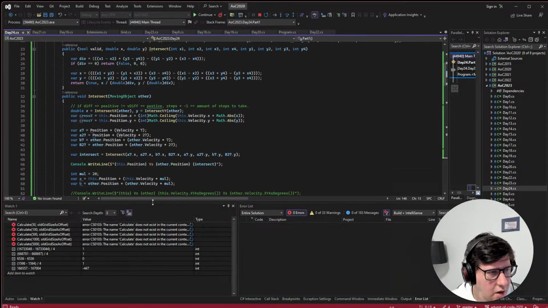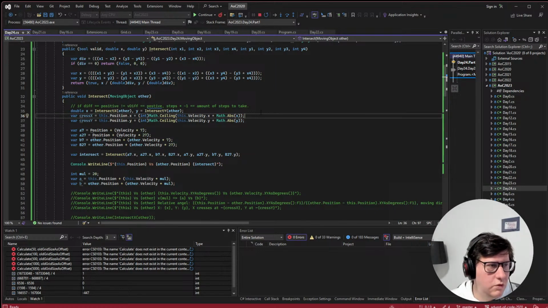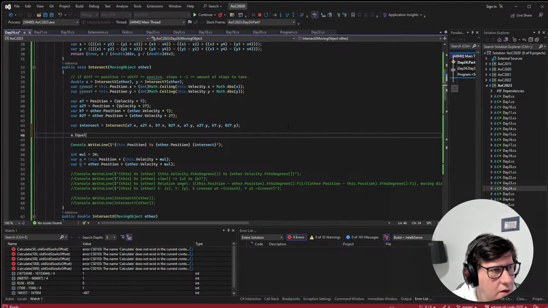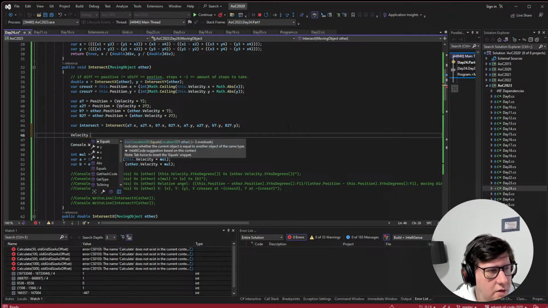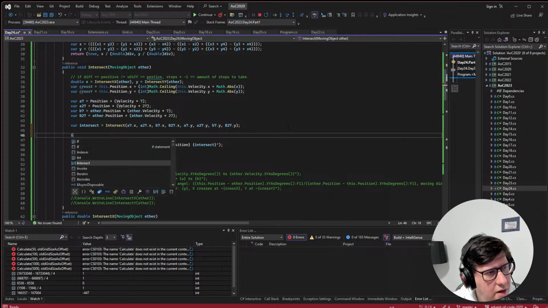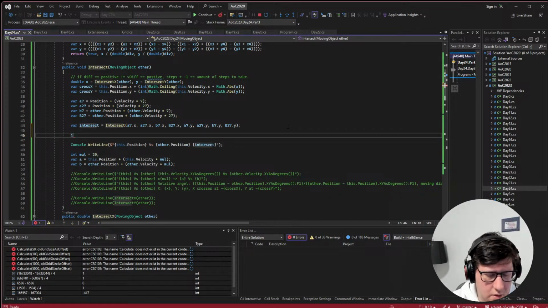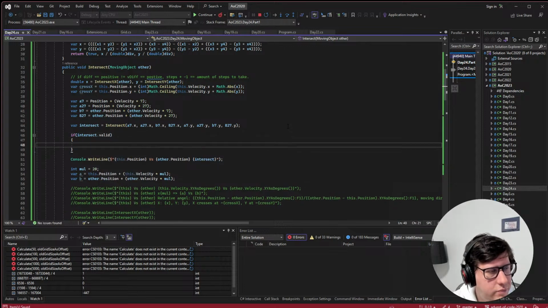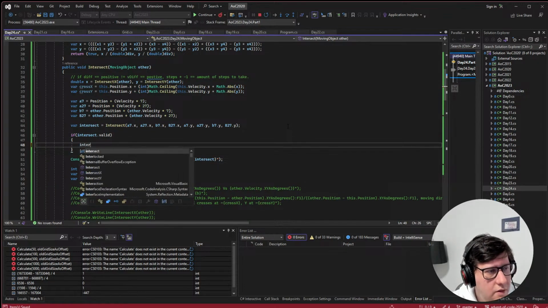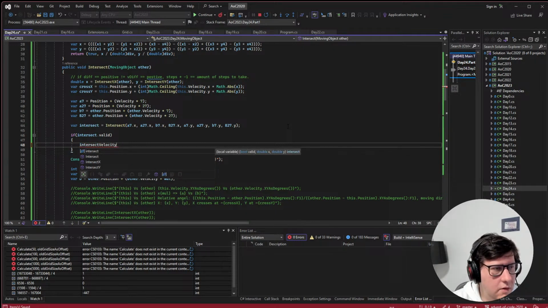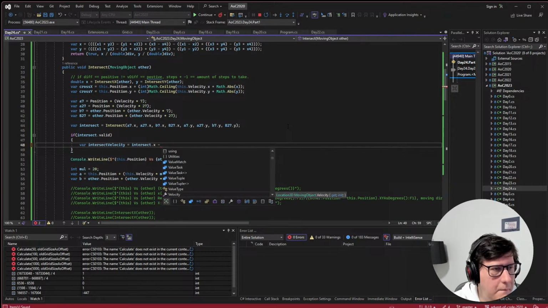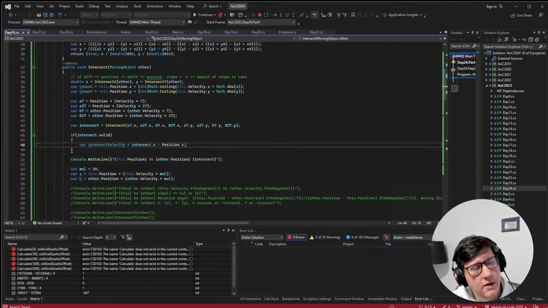So let's see. How do I do this? So this one would be a dot velocity dot, no. Let's take intersect, if intersect velocity is intersect dot x minus position dot x, like this.